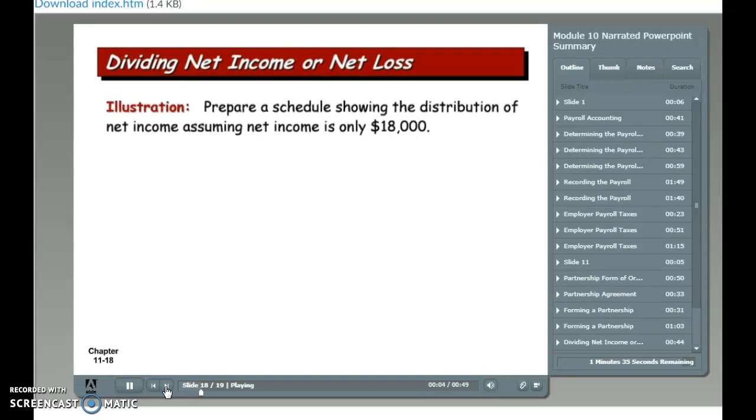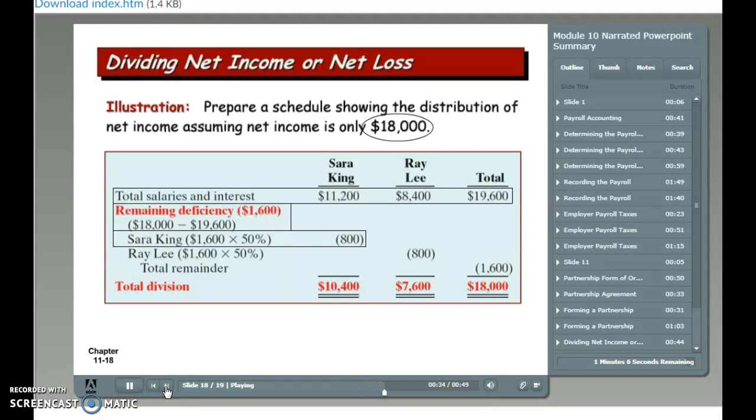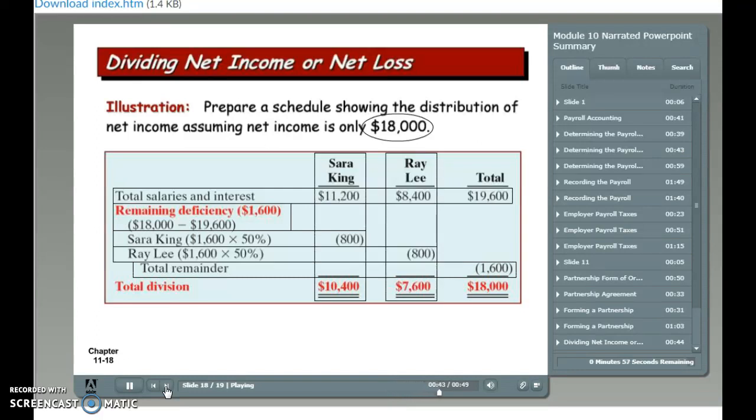If the net income were only $18,000 instead of $22,000, the distribution schedule would be modified. The total salaries and interest would be the same as before, but there would not be a remaining net income, but a remaining deficiency of $1,600 calculated by net income of $18,000 minus the total salaries and interest of $19,600. The deficiency is split 50-50 between the partners, with King receiving $800, as well as Lee receiving $800. The total remainder represents the deficiency. The division to King and Lee does total the net income of $18,000.